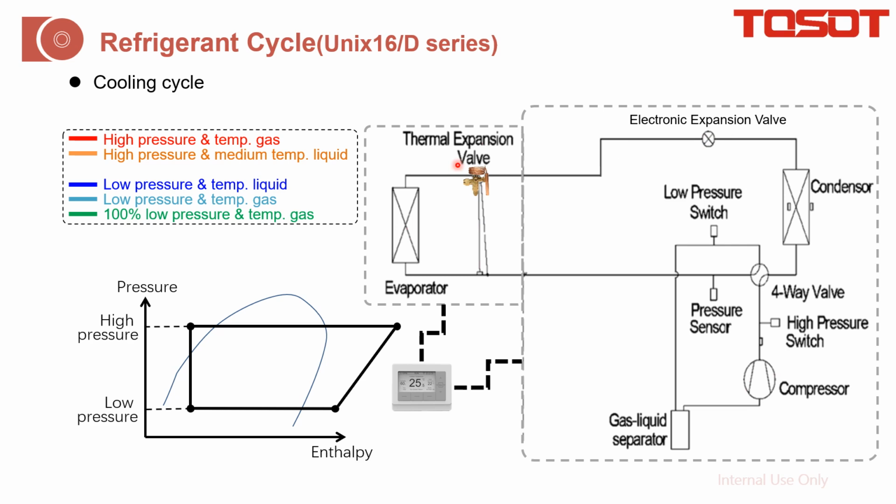And let's focus on the indoor unit. Actually, this part is the same as the Unit 18, also called A series, which means we require it should have a thermal expansion valve and then the evaporator. So let's focus on the cooling mode and how the refrigerant flows from the compressor.